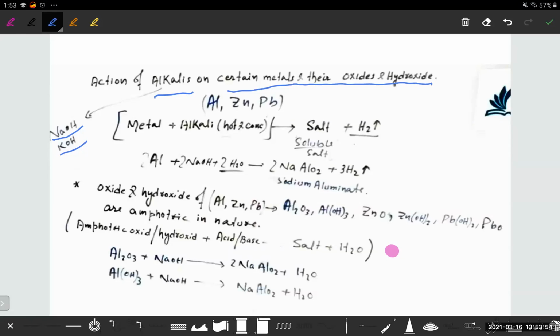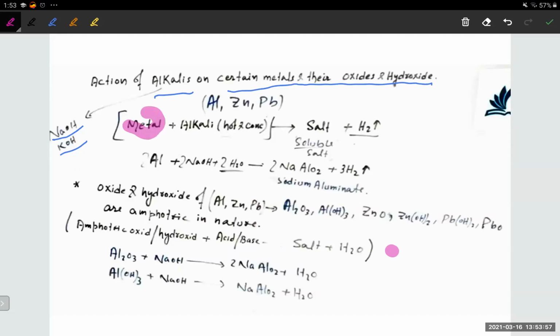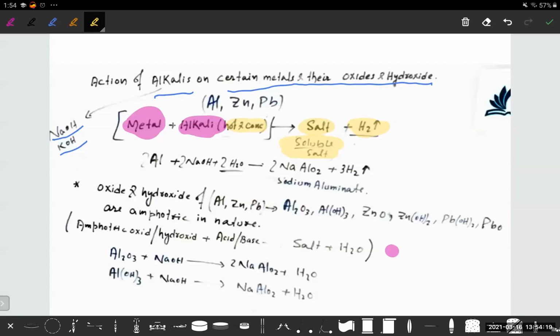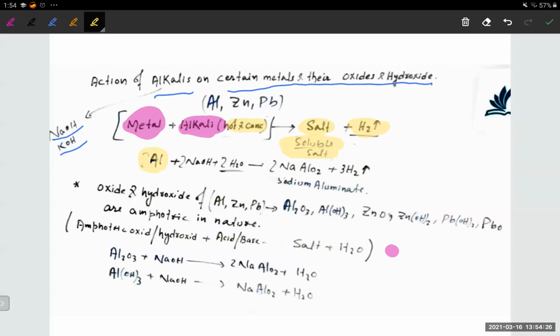So what happens when we react any alkali with metals? When a metal reacts with an alkali and this alkali is hot and concentrated, what will happen? We are getting a salt and hydrogen gas. Are you understanding? And this salt is soluble in nature. Let me give you an example. Let's see the example of aluminium. Aluminium is reacting with an alkali, that is NaOH.